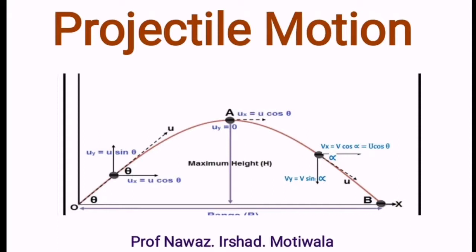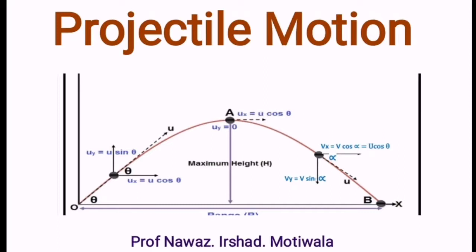For horizontal motion we need to determine three parameters, that is S, U and T, and we will be using only one equation, that is S is equal to UT. For vertical motion we will have to determine five parameters, that is S, U initial velocity, V final velocity, A that is acceleration due to gravity, and time T. And we can use any of the three equations depending on what is asked and what is given in the question.